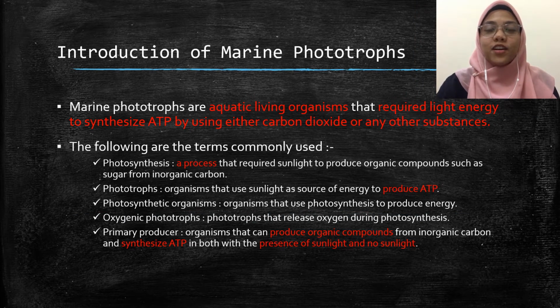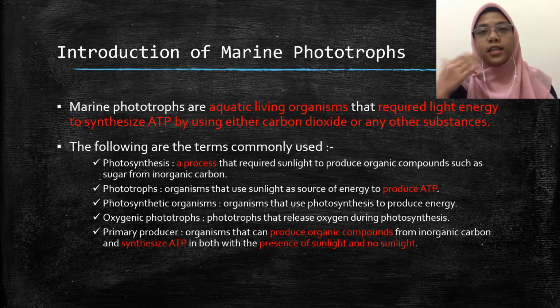Okay, for the introduction of marine phototrophs, we have to know what a marine phototroph is. Marine phototrophs are aquatic living organisms that require light energy to produce ATP, either from carbon dioxide or any other substance. In this topic, there are 5 terms that are commonly used. Number 1, photosynthesis, which is a process that requires sunlight to produce organic compounds from inorganic carbon, such as sugar. Number 2, phototroph. A phototroph is an organism that requires sunlight to produce ATP.